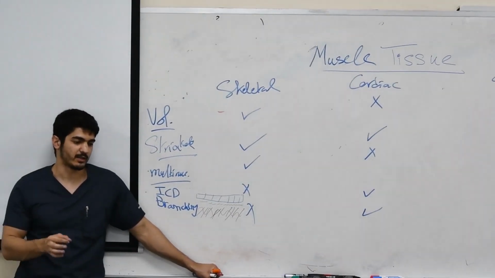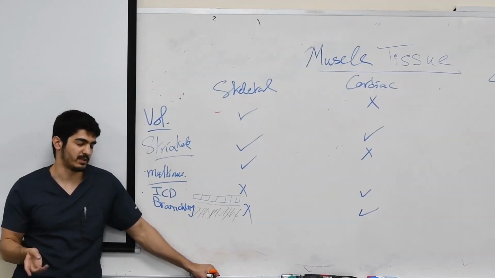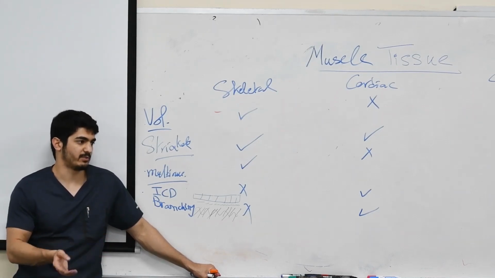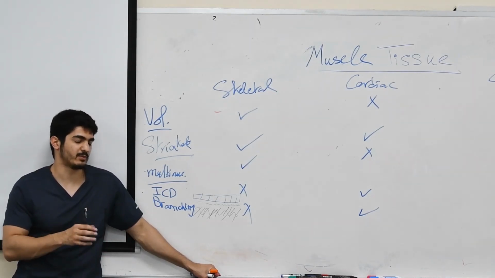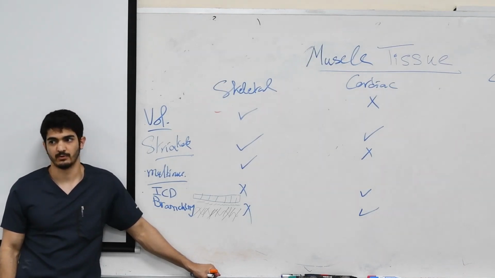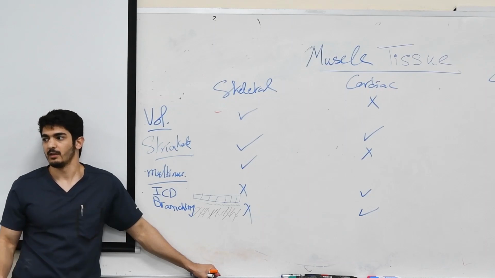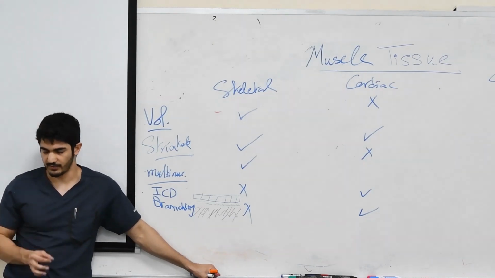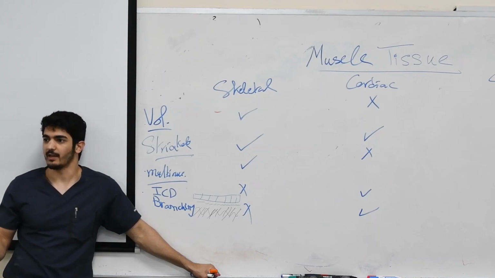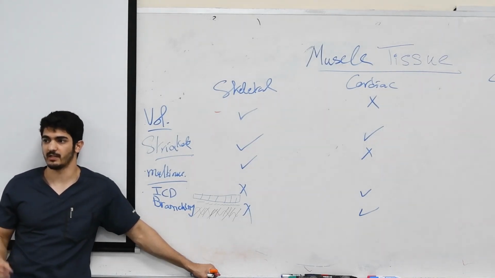Remember that cardiac and nervous tissue are replaced by scar or fibrous tissue. Other tissues can also be replaced by scar or fibrous tissue if the damage was severe. But remember, cardiac muscle tissue is replaced by scar tissue. Okay? Cardiac and nervous tissue are replaced by scar tissue if there was an injury.